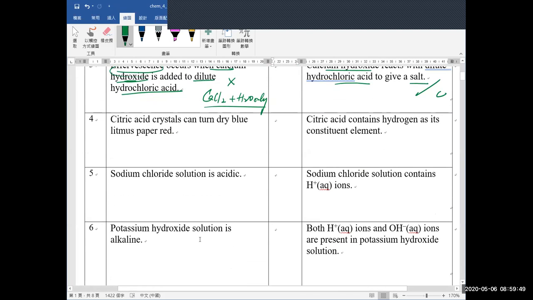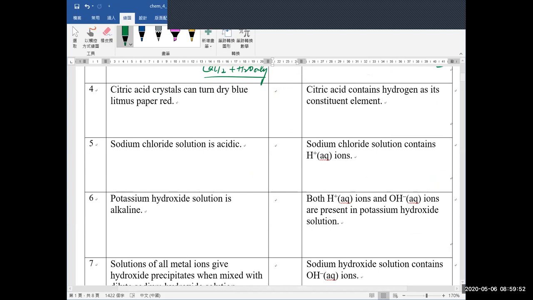Now, shall we invite another three students? Question 4. Citric acid crystal can turn dry blue litmus paper red, even without water inside. So the first statement is false. Citric acid contains hydrogen as a constituent element is correct. Only by adding water, some of the hydrogen atoms inside will be ionized, which gives it acidic property.